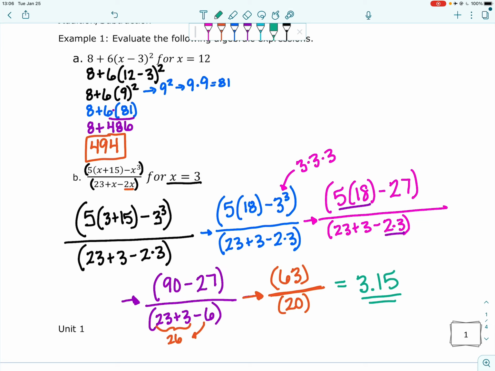So that is evaluating expressions. Replace the x with the number it says. Use your order of operations to work that down to an answer.